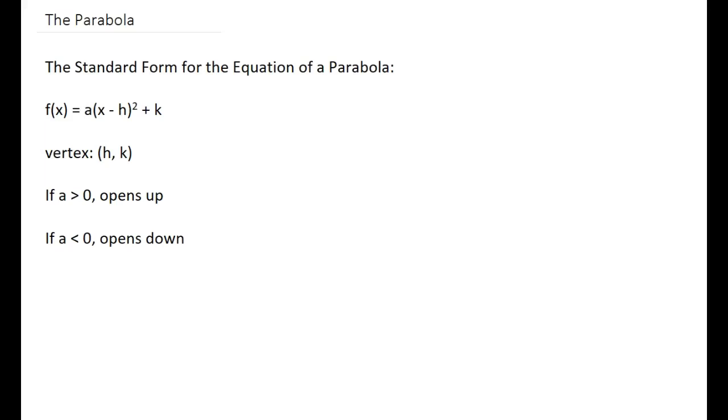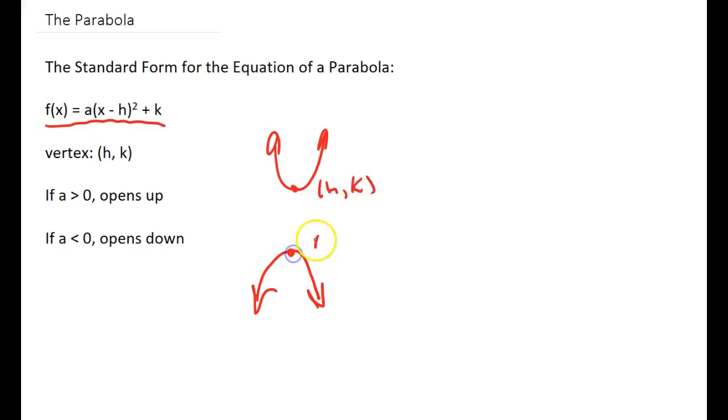Okay, so let's talk about the parabola. The standard form for the equation of a parabola you may have seen before is f of x equals a times (x minus h) squared plus k. And h and k are the coordinates of your vertex. If a is positive, it opens up, and if a is negative, it opens down. So your vertex would be h comma k there, and your vertex here would be h comma k that way.